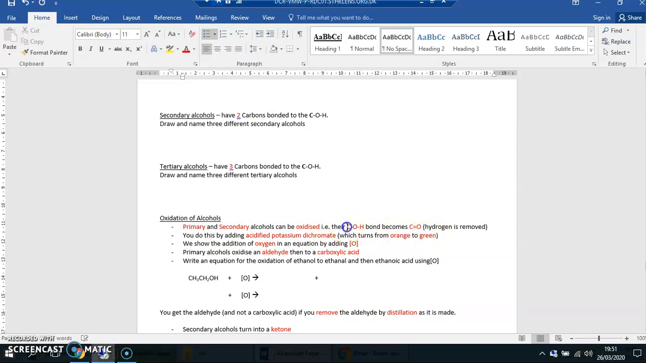And what happens is when the acidified potassium dichromate oxidizes the COH, oxidation is adding oxygen, but it's also removing hydrogen. Oxidation, adding oxygen or removing hydrogen. So have a look at this COH. It's become C double bond O. So you take the C double bond OH and you make it into C double bond O. Acidified potassium dichromate turns from orange to green when it does that, and we show the addition of oxygen or the removal of hydrogen by using an O with a square bracket round it.